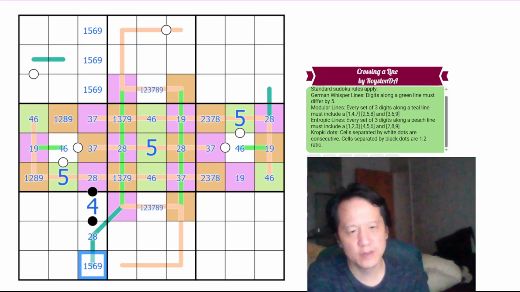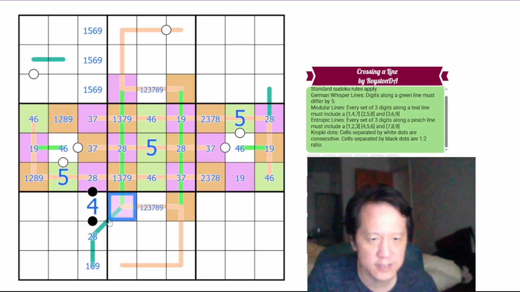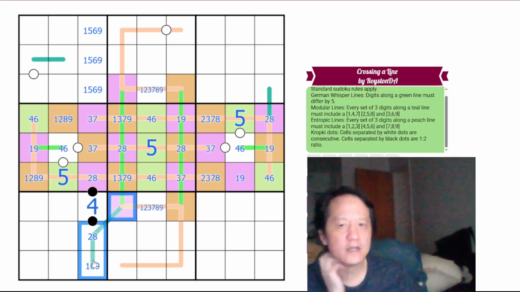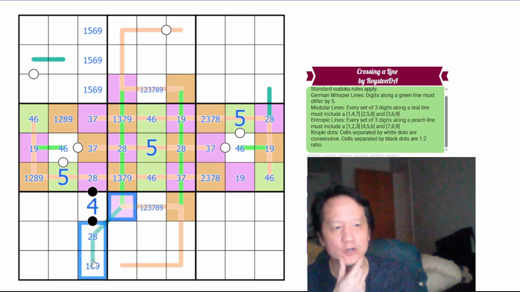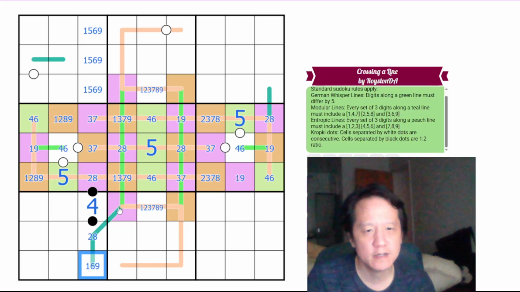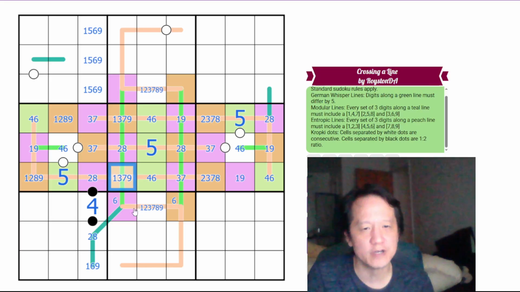Okay. This cannot be a 5 because that is 2 modulo 3, and every 3 digits along a line of the modulo set can only have 1 of each modulo set. So this is either 1, 6, or 9. This cannot be 4. So the 6 has to be one of these two here to be the entropic line. So 6 must be one of these. And which one can it be next to a 1? It can only be here. So this must be a 1, which makes this 6.